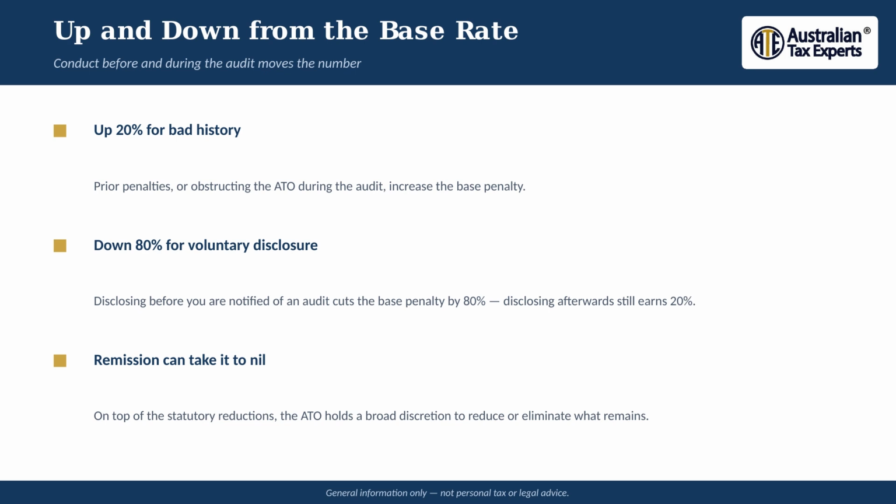And on top of these statutory adjustments sits the ATO's broad discretion to remit, to reduce or eliminate whatever penalty remains, which means the final number is shaped as much by how you respond to the problem as by the problem itself. Timing, candor, and cooperation are worth real money.